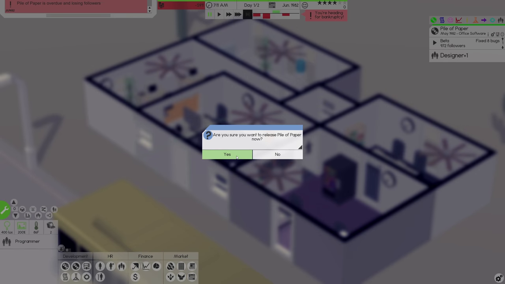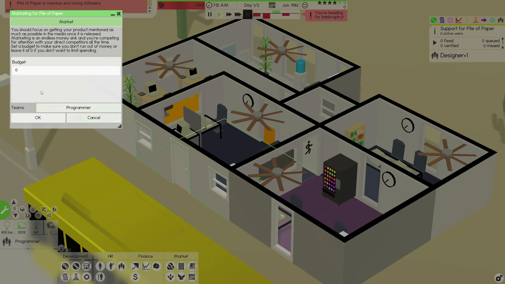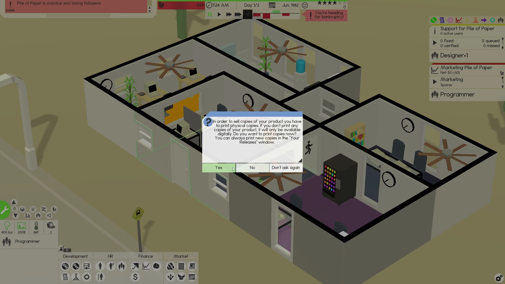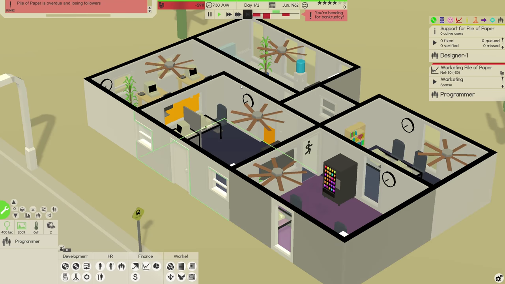Alright, it's time to release Pile of Paper. Sure, we can start a marketing campaign. I don't have a marketing person, so we kind of need to do that. So I'm going to do 1,000, and I'm going to sell 100 copies. You can't afford this. Oh boy. Oh, this is good.